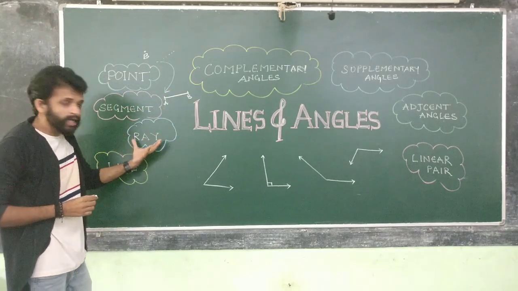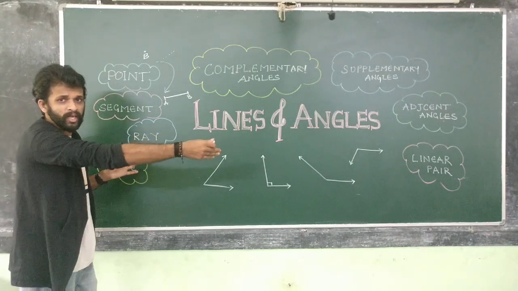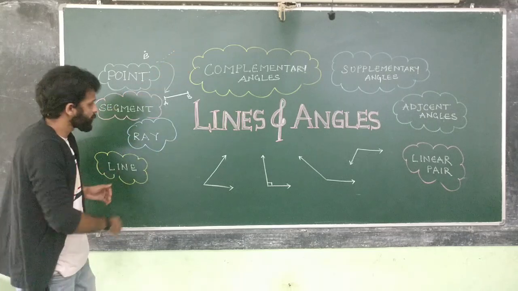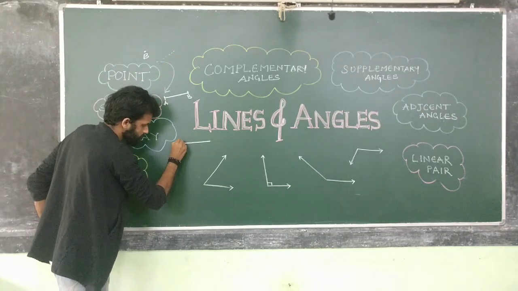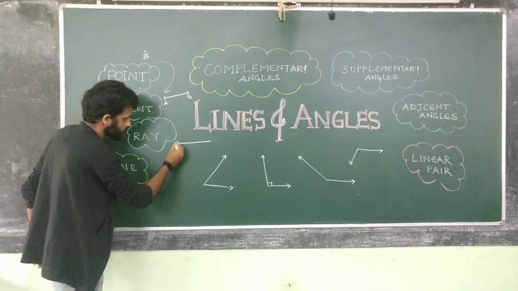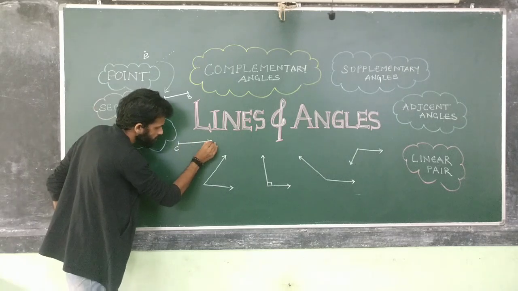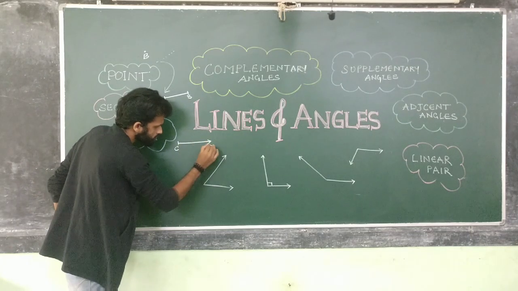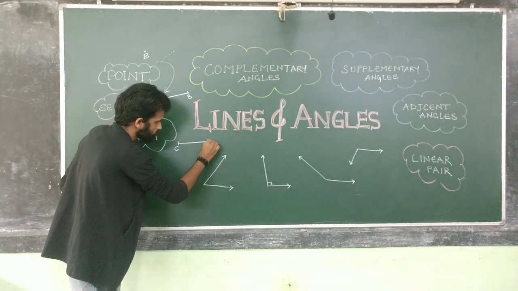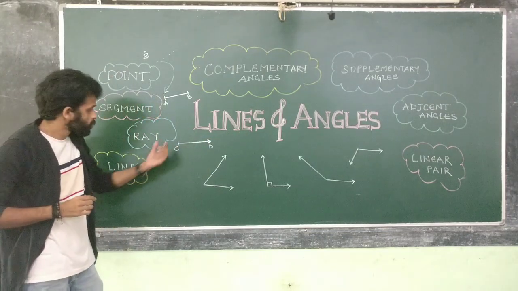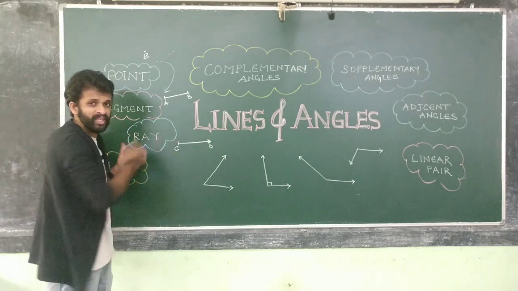A ray, as I said, has a starting point, but it doesn't have an ending point. It goes on and on and on, right? So I can do this as it has a starting point, C, and then it continues. So I can write CD. It goes on. So a tiny arrow. So a starting point and there's no ending point. This will be a ray.